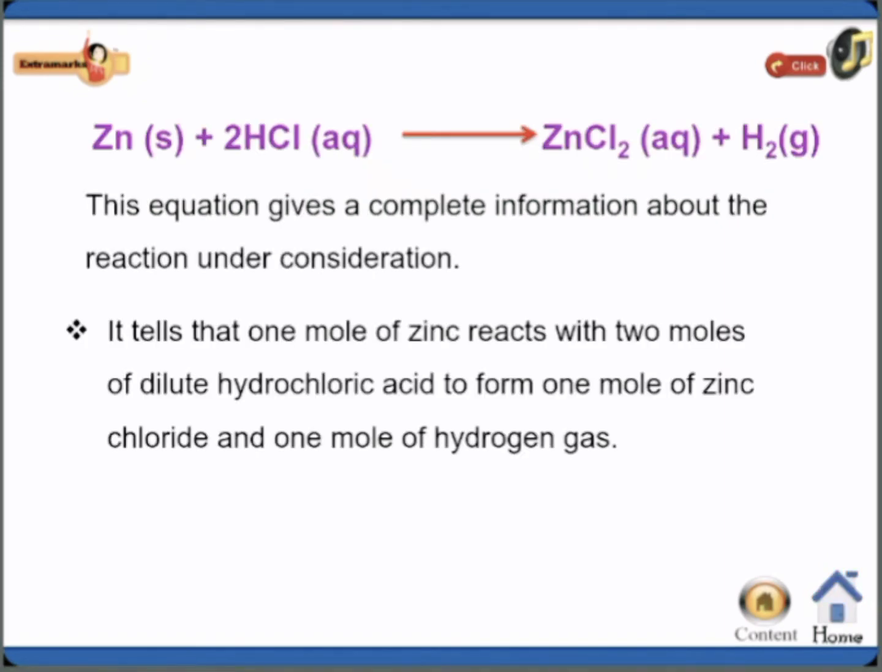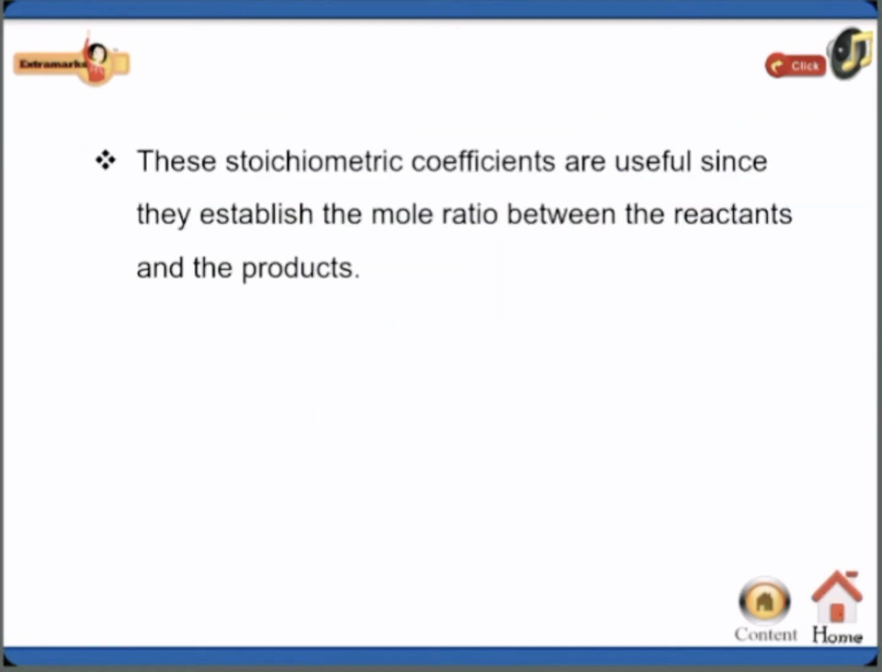Consider the following reaction. It gives the complete information about the reaction under consideration. It tells that 1 mole of zinc reacts with 2 moles of dilute hydrochloric acid to form 1 mole of zinc chloride and 1 mole of hydrogen gas. These stoichiometric coefficients are useful since they establish the mole ratio between the reactants and the products.